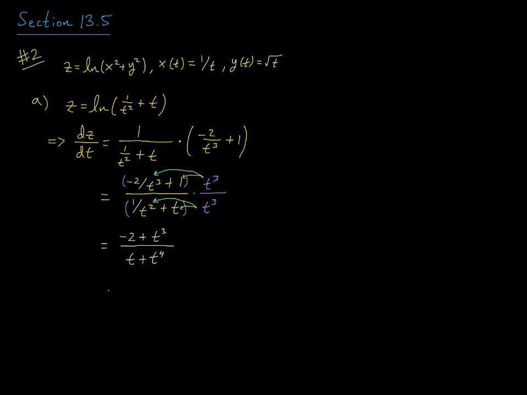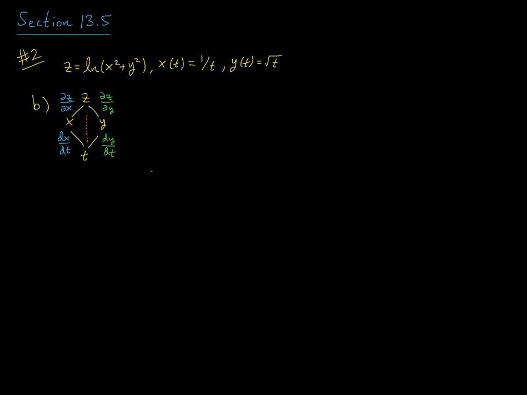Okay, great. And I'm going to go ahead and factor out a t from the denominator, and then also rearrange the numerator. So I get t cubed minus 2 all divided by t times the quantity of maybe t cubed plus 1. Okay, cool. So this would be our answer, just taking the Calc 1 approach, right? So now let's go ahead and apply the multivariable chain rule.